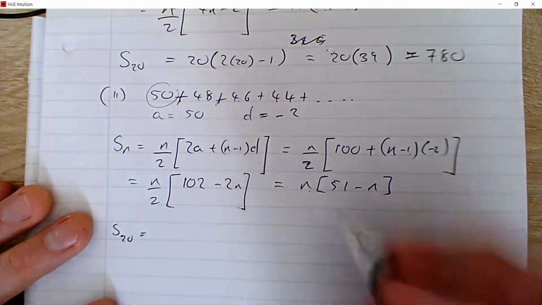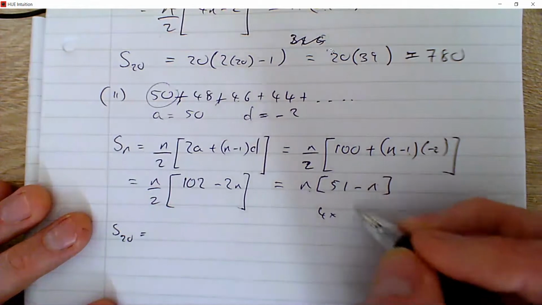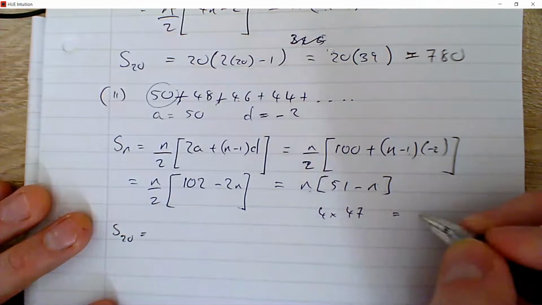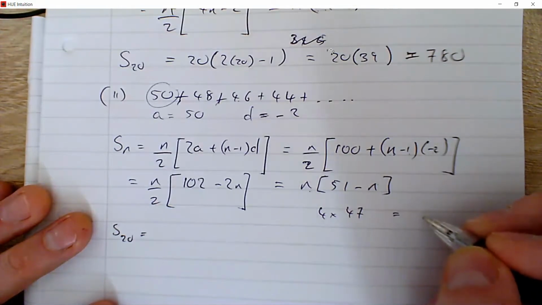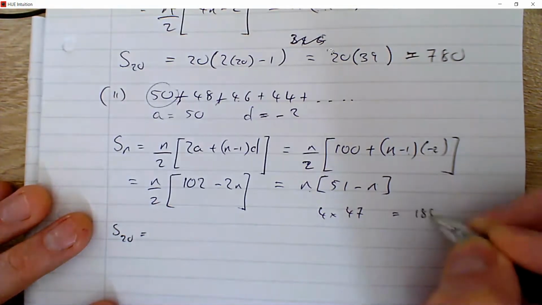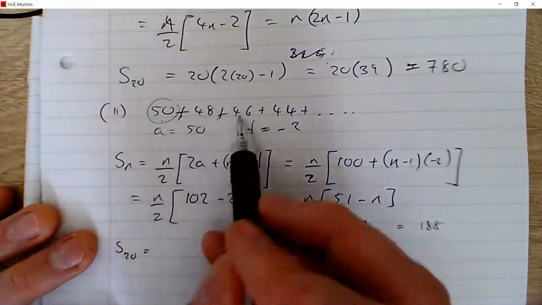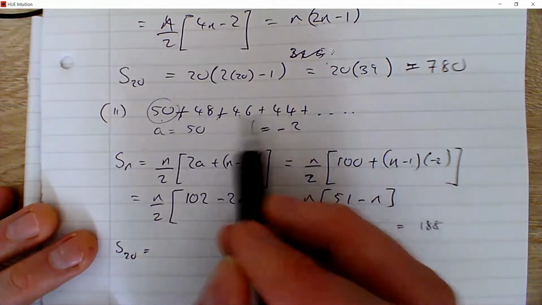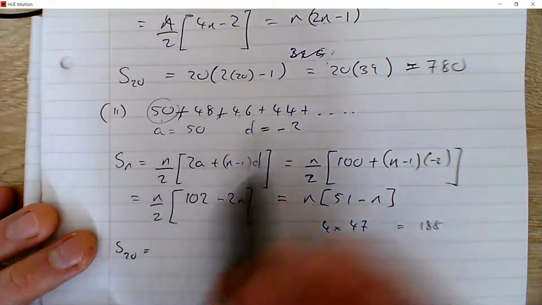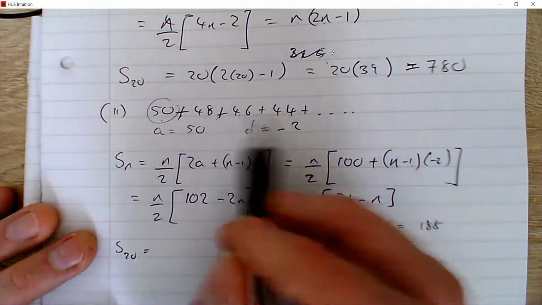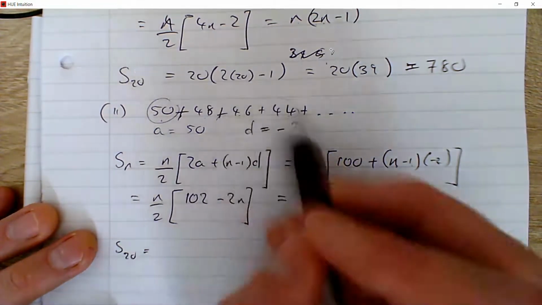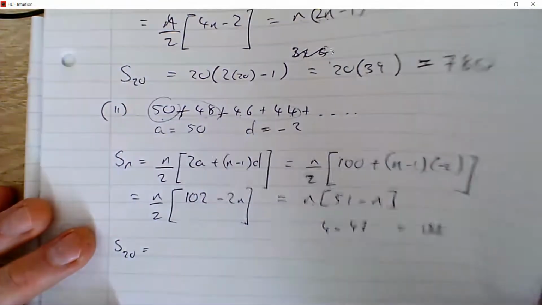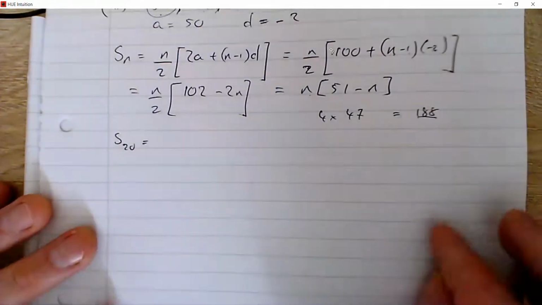If I plug a 4 in there, I'm going to get 4 multiplied by 51 minus 4, which is 47, which is 188. Okay, so check my first 4 terms. Do they add up to 188? Well, there's 98 plus another 90, and then 86 and 84, and that is 188. Yeah, so it does work. So just that you know that it works, it gives you confidence you've got the right answer.